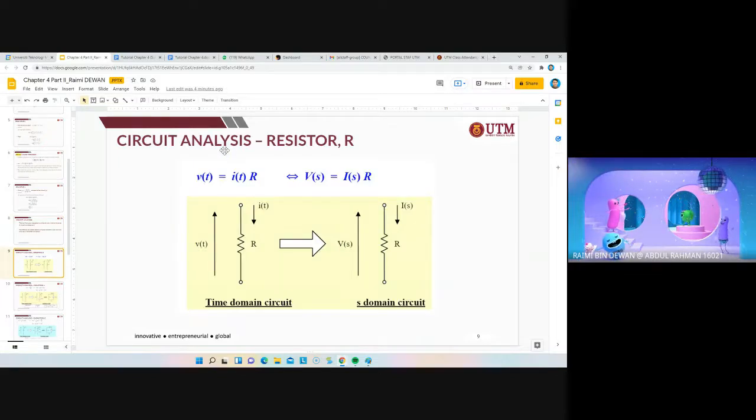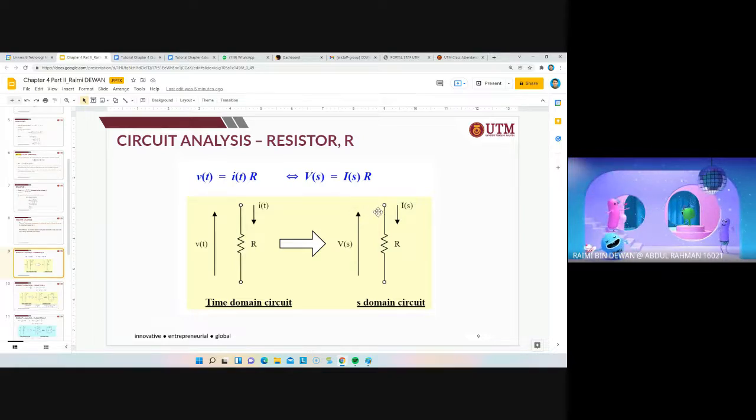Okay, so this is circuit analysis. In this case the component is a resistor. If a component is a resistor, you have your v(t) and small i(t) passing through your resistor. If you convert to the Laplace domain, it is just V(s) equals I(s) times R. So for a resistor it is straightforward.